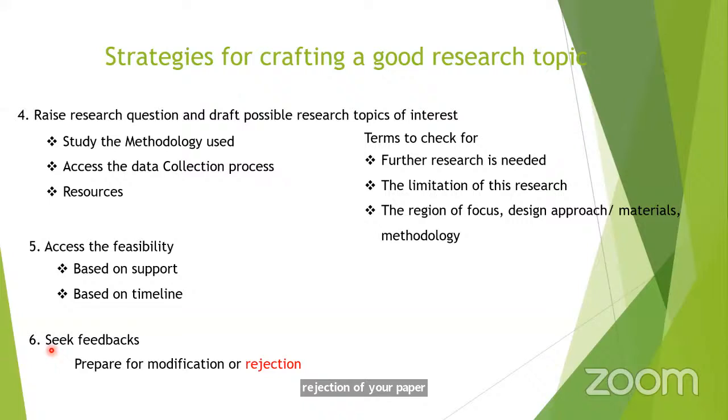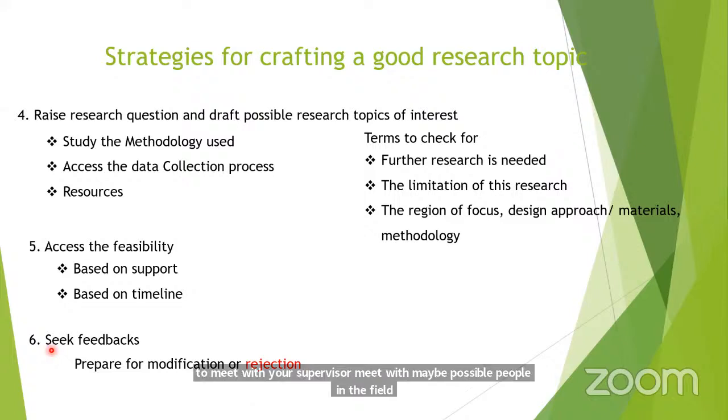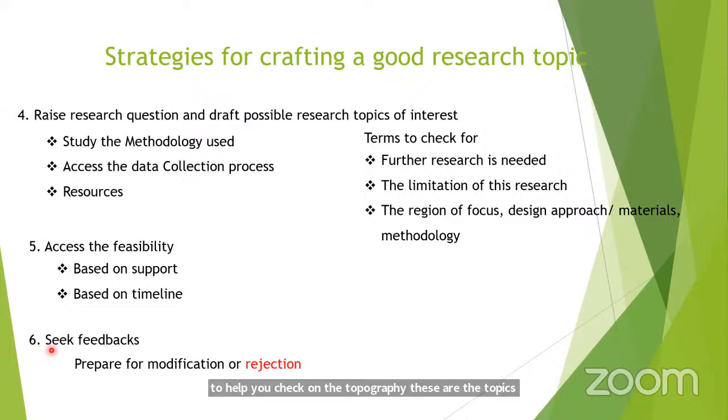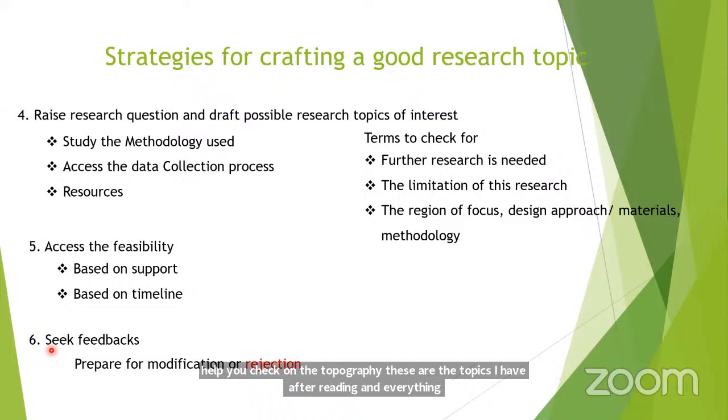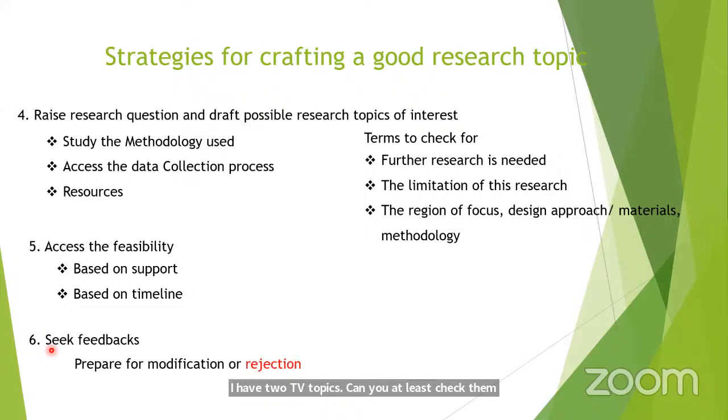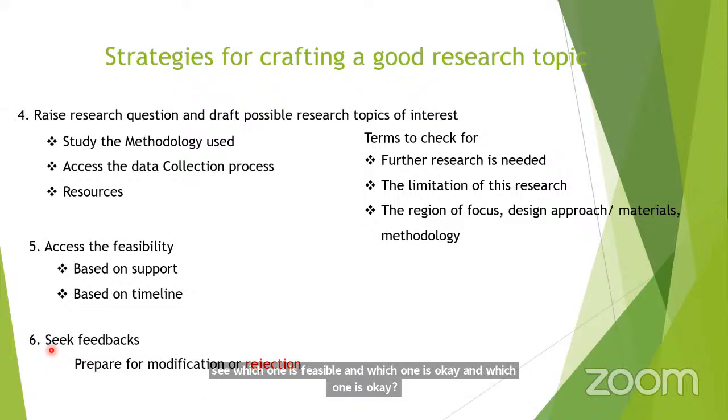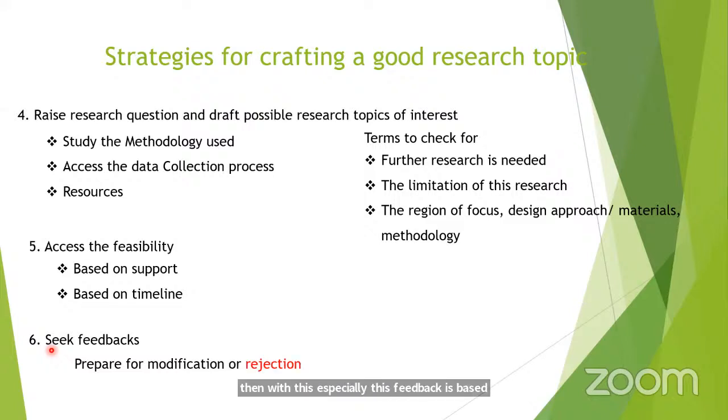And lastly, you need to seek feedback. So once you strike out some of the topics, you need to meet with your supervisor, meet with possible people in the field to help you check out the topics. Okay, these are the topics I have. After reading and everything, I have 2, 3 topics. Can you help me check them and see which one is feasible, which one is okay, and which one is not okay? Especially this feedback is from your supervisor or your potential supervisor.